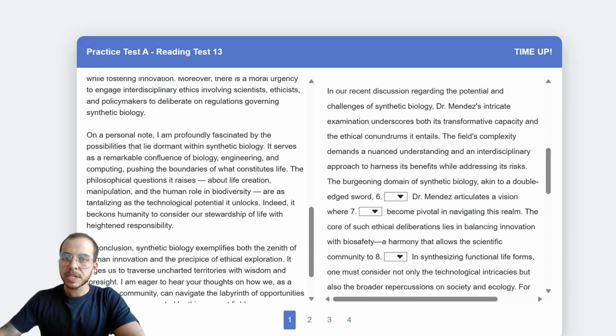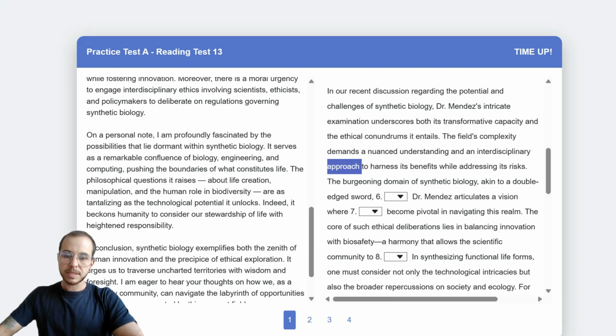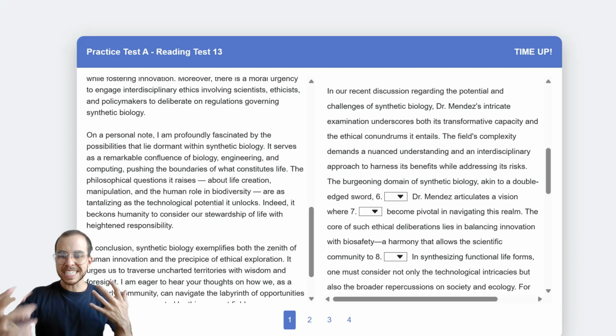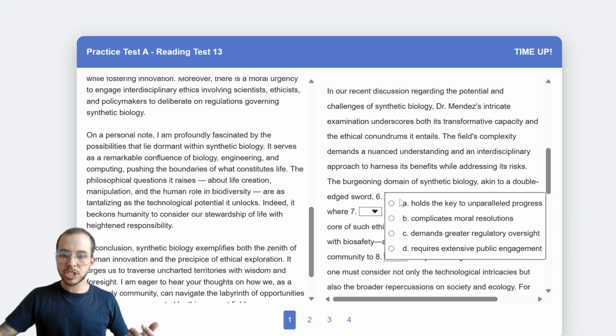In our recent discussion regarding the potential challenges of synthetic biology, Dr. Manda's intricate examination underscores both transformative capacity, and so on. Interdisciplinary approach to harness benefits while addressing the risk. Good. The burgeoning domain of synthetic biology, akin to the double-edged sword, so it's the same as the double-edged sword, something Dr. Manda articulated a vision. Oh, they're full sentences. Holds the key to parallel progress, complicates moral resolution, a little bit, demands greater regulatory. Okay, let's read forward.